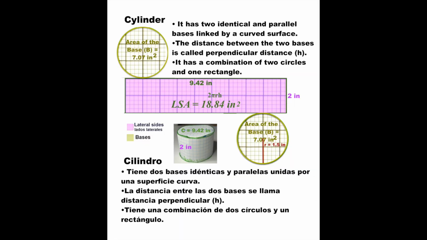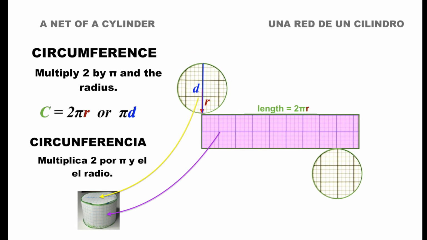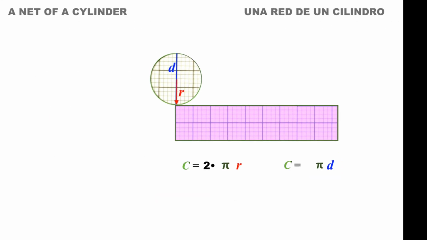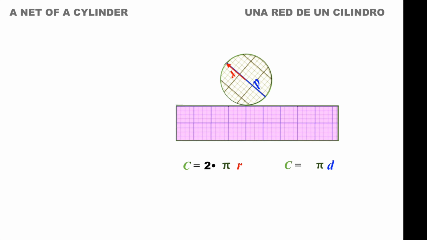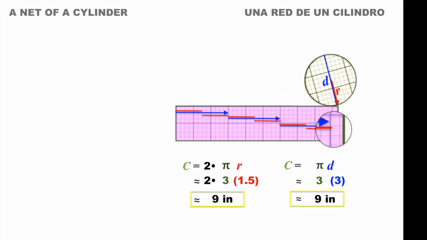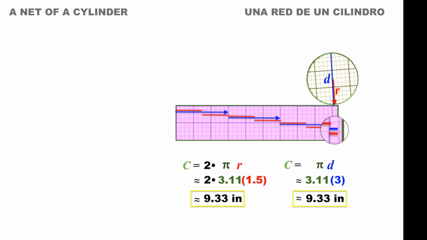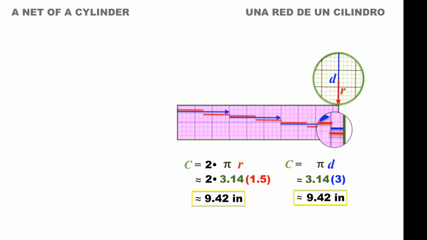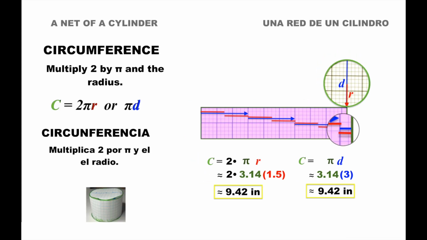Cylinder. The circumference of the base of a cylinder is 2 pi r, or pi times the diameter. Notice how the circumference of the base is equal to the length of the lateral side. The circumference measures 9 42/100 inches.